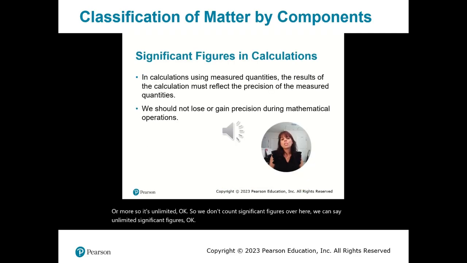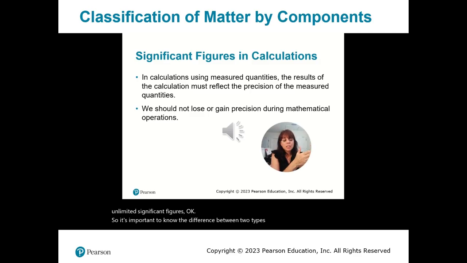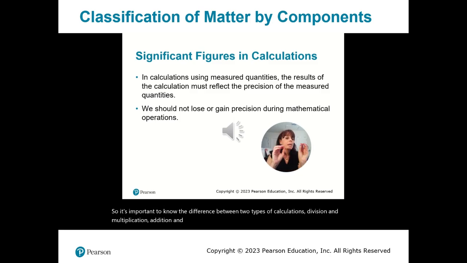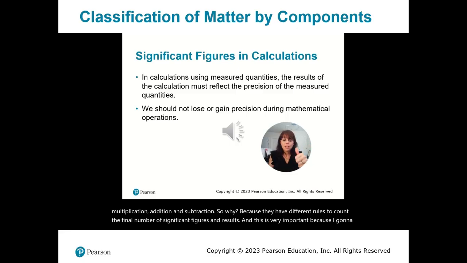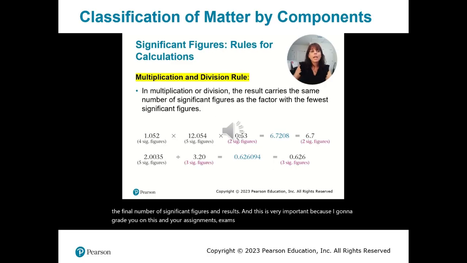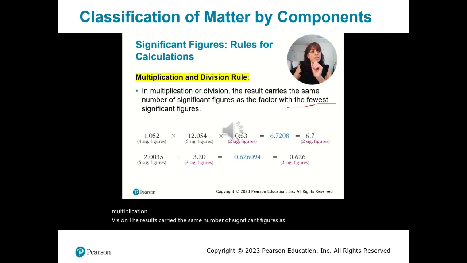So it's important to know the difference between 2 types of calculations: division and multiplication, addition and subtraction. So why? Because they have different rules to count the final number of significant figures in our results, and this is very important because I'm gonna grade you on this in your assignments, exams, and also in your lab reports. And in multiplication and division, the results carry the same number of significant figures as the factor with the fewest significant figures.